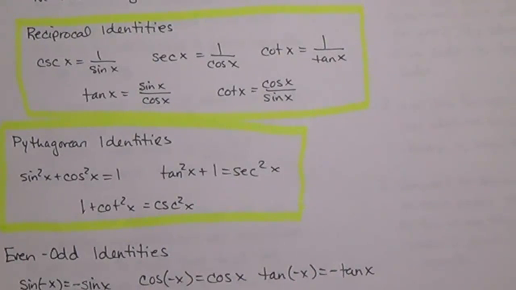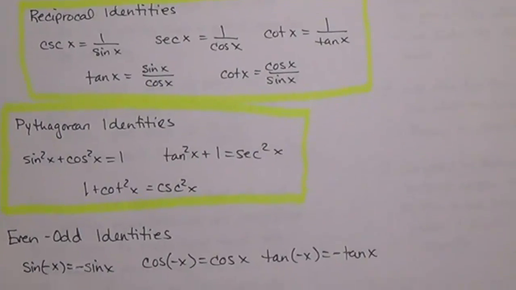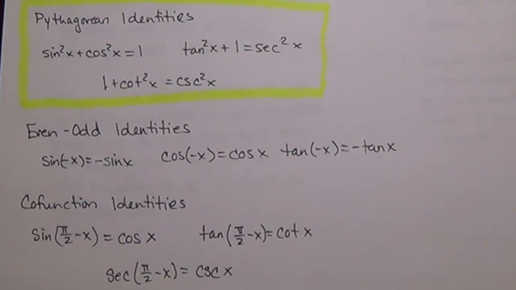Some other identities that we've used throughout this course so far are the even and odd identities. These are the ones that tell us how our graph reflects about the y-axis. So sine of negative x gives me negative sine of x. Cosine of negative x is equal to cosine of x. And tangent of negative x equals negative tangent of x. So this tells us that cosine is our only even function. Sine and tangent are both odd functions.